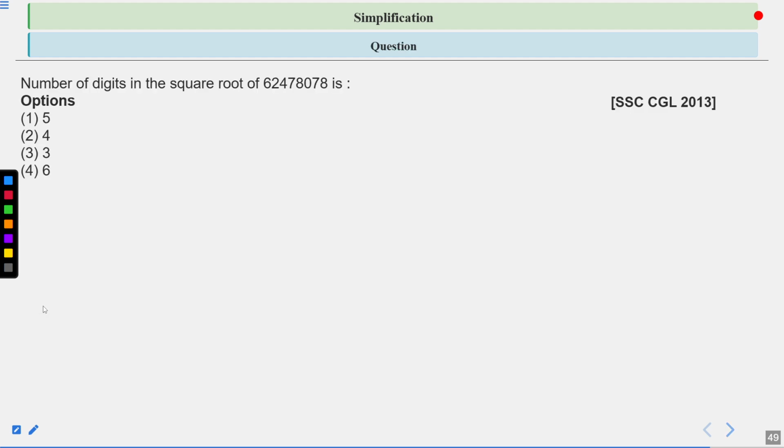Number of digits in the square root of 6,24,78,078 is? This question was asked in the SSC CGL 2013 exam. There are 4 options. First one is 5, second is 4, third one is 3 and fourth one is 6. Now you have 10 seconds to analyze the question. Your time starts now.